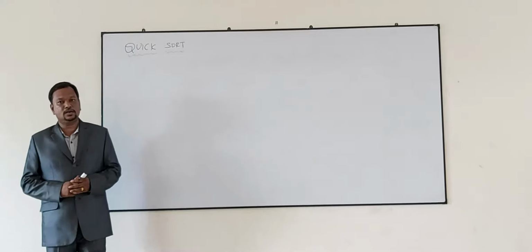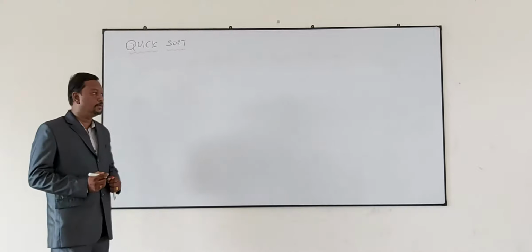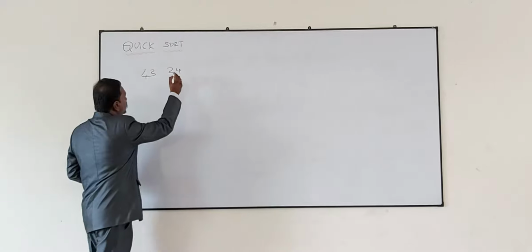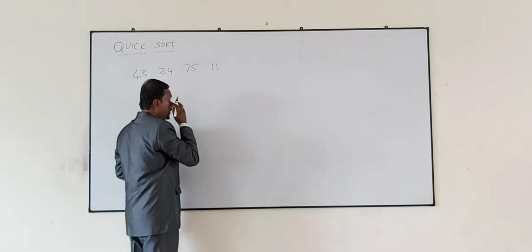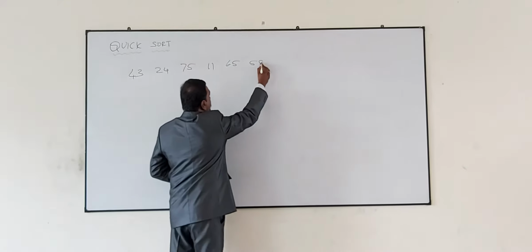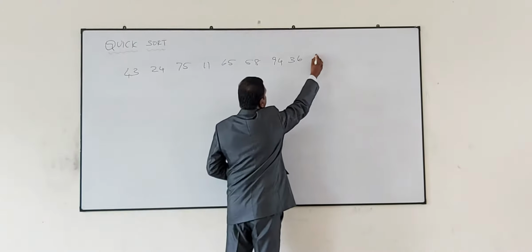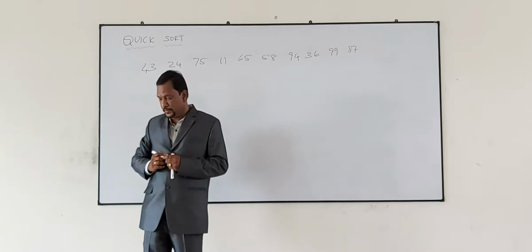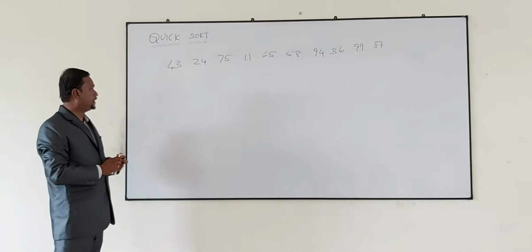First, we will see the concept. Let me take some examples of elements. First, we will take 10 elements. One is 43, 24, 75, 11. It can be shuffled elements. Then 65, 58, 94, 36, 99 and 87. So these are the 10 elements we will take for the quicksort method. The first element is identified as the key element.